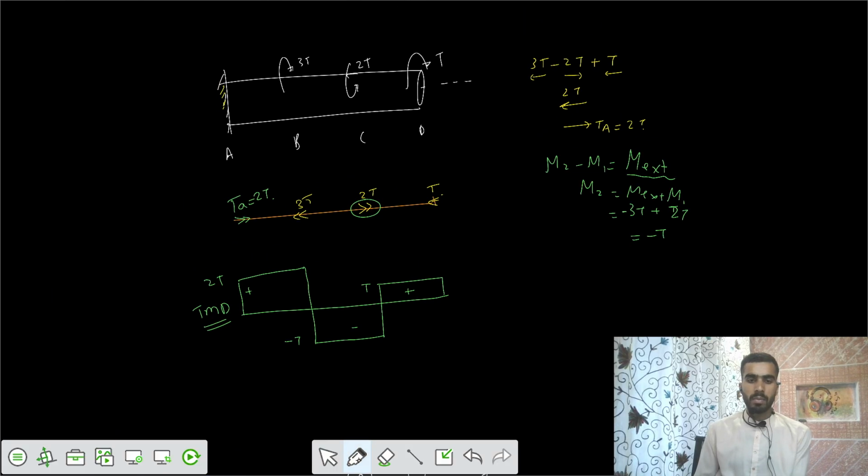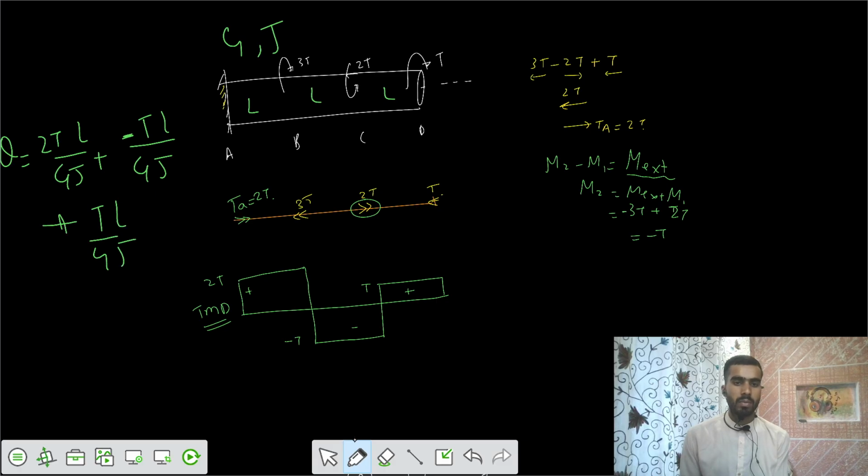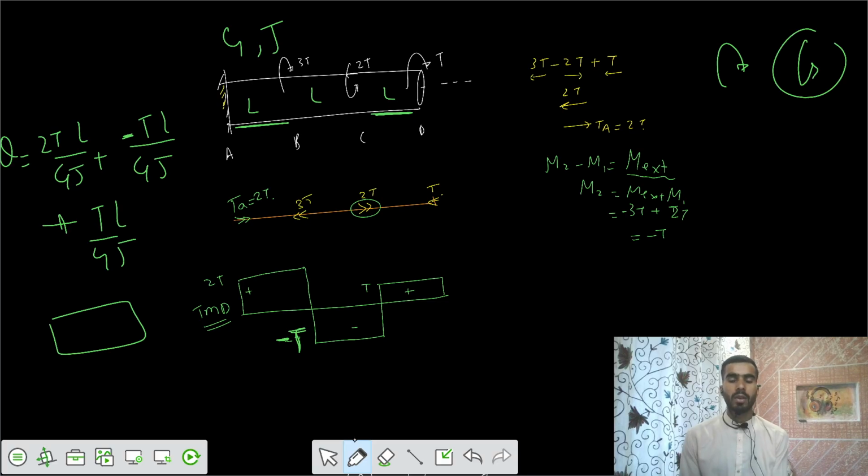So you have this torsional moment diagram, and the lengths are the same, L, L, L. G is also the same, J is also the same. So the total value of theta equals 2TL by GJ minus TL by GJ plus TL by GJ, because your T is negative here. That will rotate the BC part in the opposite manner with respect to parts AB and CD. Negative means that these two rotate in the clockwise manner, and the part BC rotates in the anti-clockwise manner.